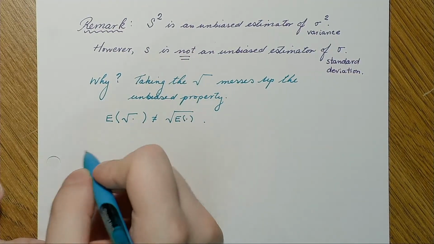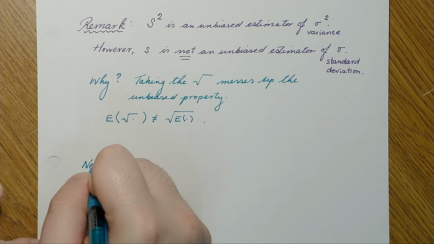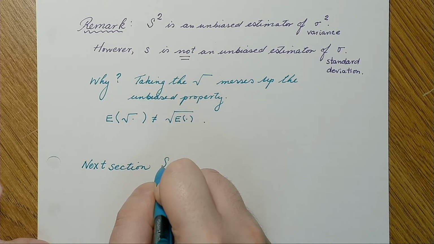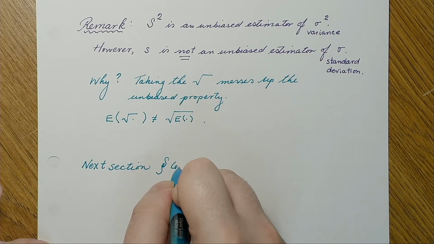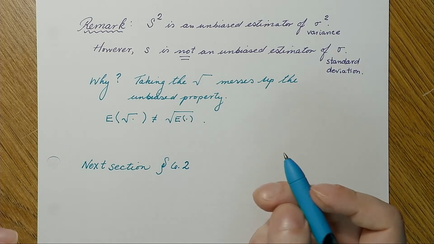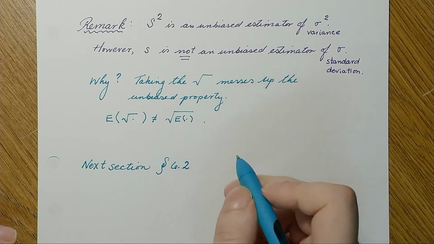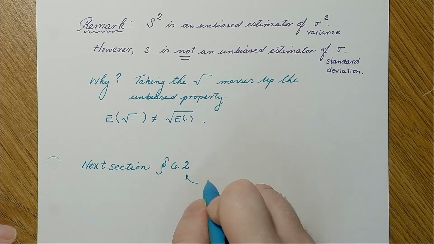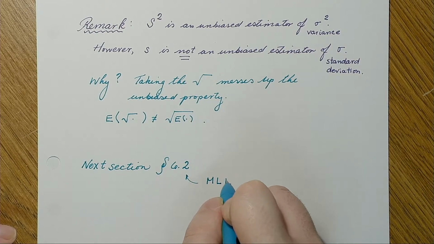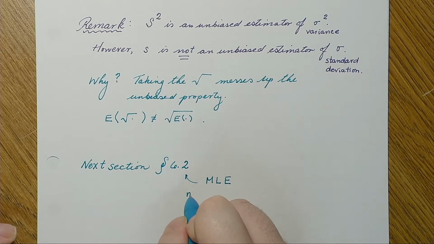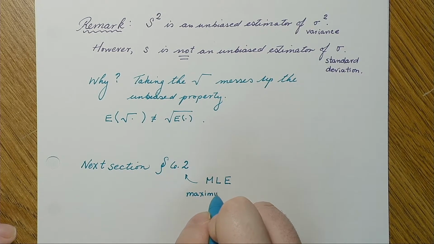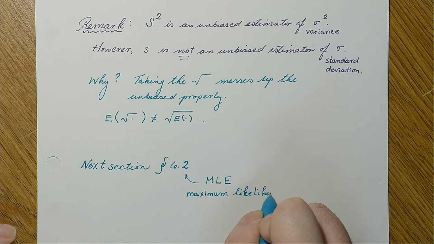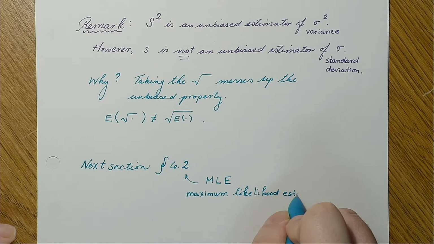The next section is section 6.2, and that's when we start to get into method of moments, but we'll be focusing on what's called MLE, and that is maximum likelihood estimators.